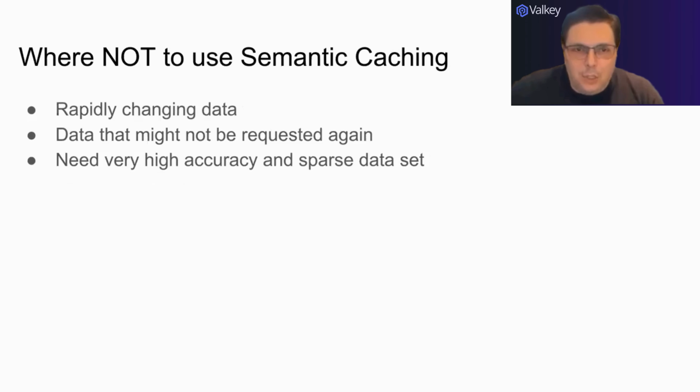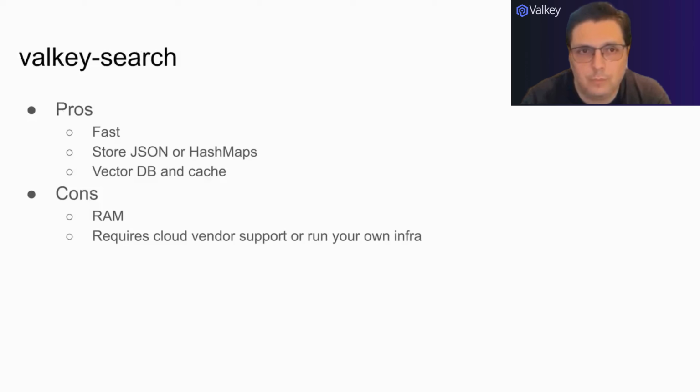We don't want to use semantic caching in certain situations. For example, if the data is changing very rapidly, then by simply storing it, it may already change by the time it's requested again, or if it's not requested again for a very long period of time, by then it already changed. And those are similar to how regular caching might not be the right solution. But in the case of semantic caching, we also need to take into account that if we need very high accuracy and we have a very sparse data set, we will have to lower the similarity threshold so low that the matches will just not be relevant. So keep those concepts in mind when deciding how to implement semantic caching.